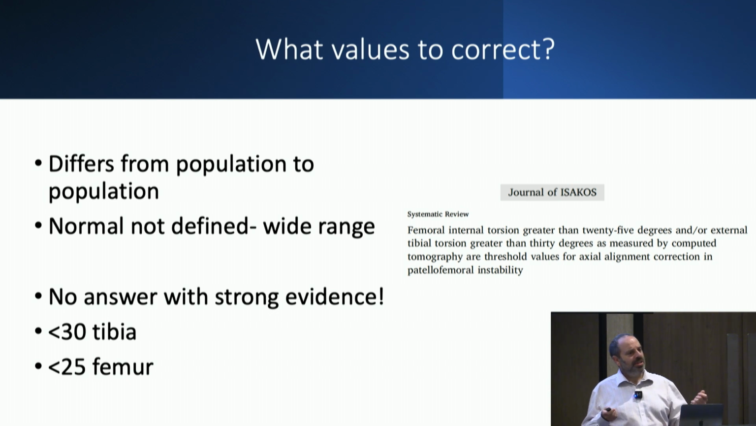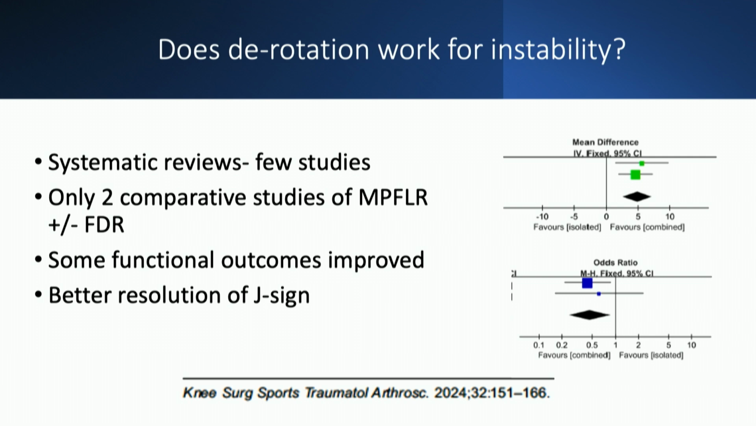But this nice systematic review that comes from the Americas tells us that if you look at the literature, what's been published, people aren't derotating tibias with less than 30 degrees external tibial torsion and less than 25 degrees femoral anteversion. But whether that's right or wrong, it's difficult to know. But is it worth derotating for instability? This recently published systematic review, you'll be surprised how little data there is, but there are 2 comparative studies. They're comparative, okay? So it's level 3 or worse evidence.